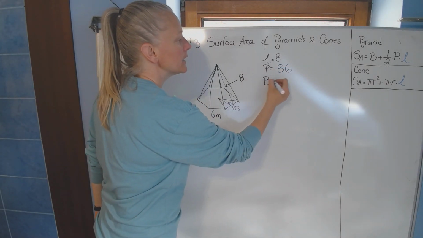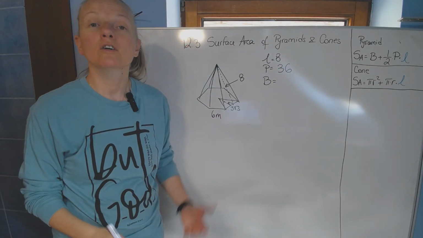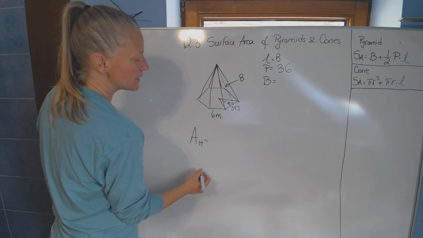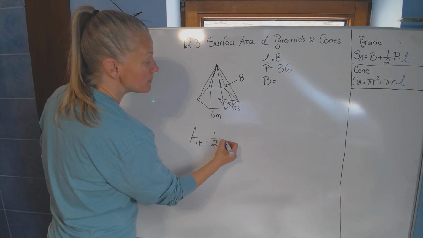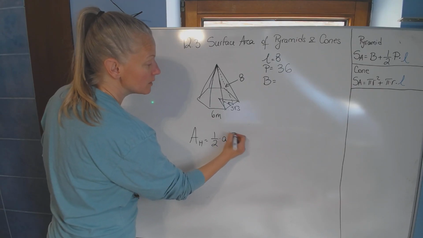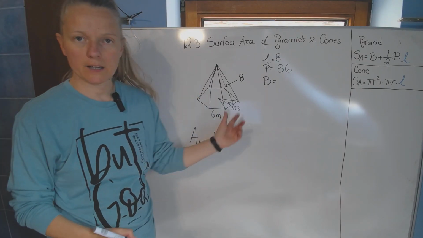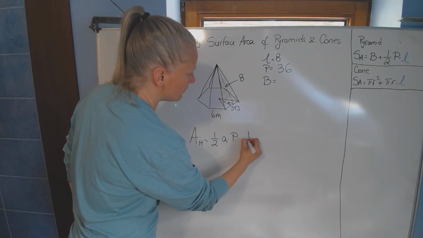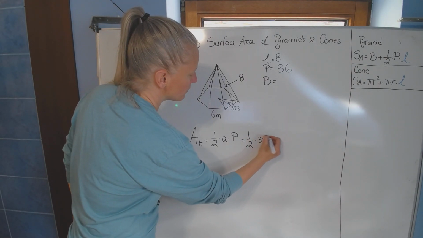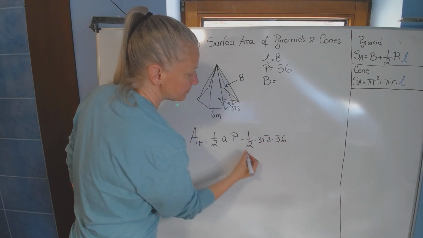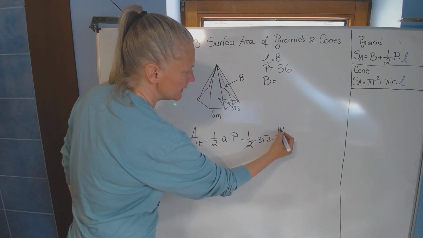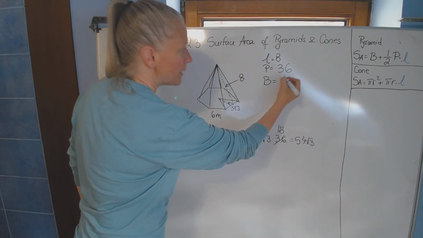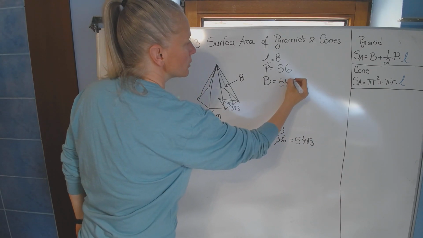I need the area of that hexagon, right? For the area of this hexagon from chapter 11, it's going to be half times my apothem times the perimeter of this hexagon, right? That's where we are. So this becomes half times 3 square root of 3 times 36. 2 and 36, 18. This is 54 square root of 3. My B is 54 square root of 3.